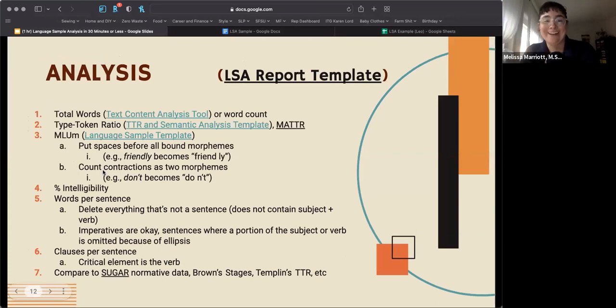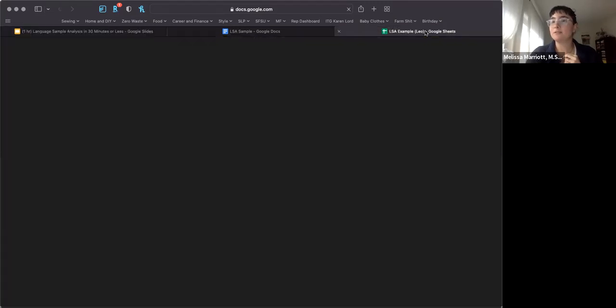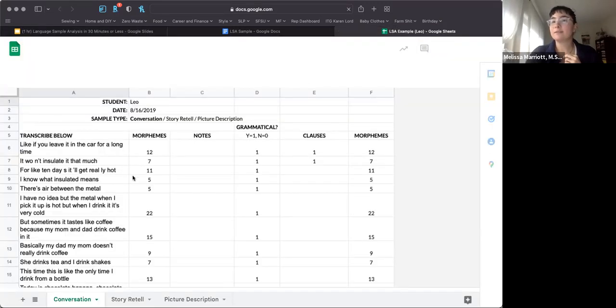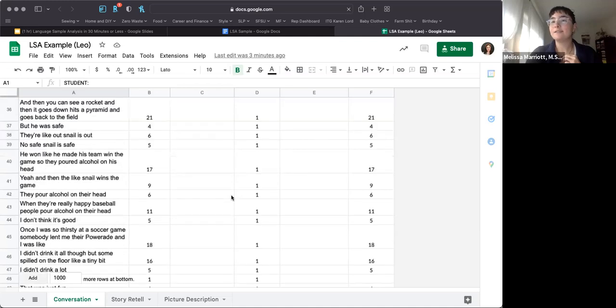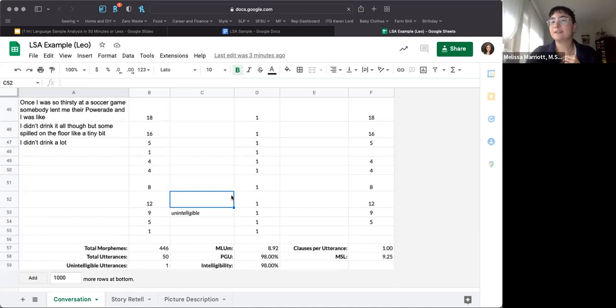So that's mean length of utterance in morphemes. Yeah, so we talked about that a little bit. Okay, percent intelligibility. This, I think, hopefully is going to answer your question about intelligibility that you had just a minute ago, if we can get there. All right, here we go.